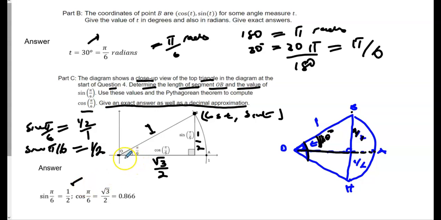Now, you know that the cosine is the adjacent over the hypotenuse. This is the adjacent, and so we have to use the Pythagorean theorem to calculate it. And so let's see how we want to do this.